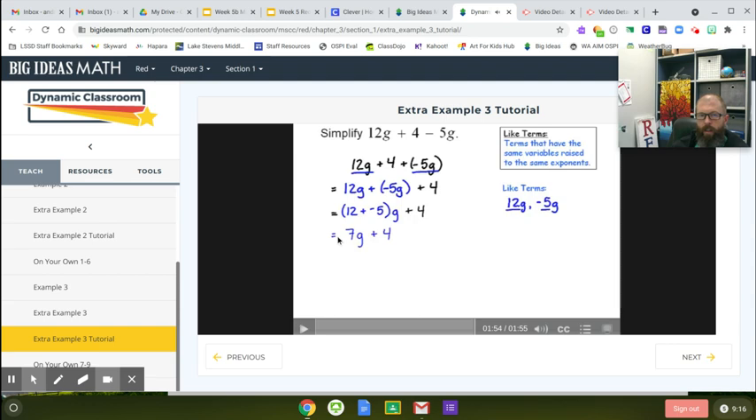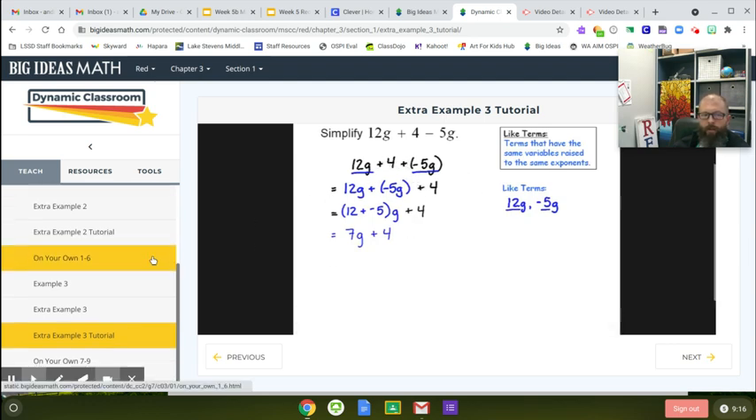Okay, so that's a lot of steps again. Make sure you have those written down. Some of you might be seeing a trick here where you can just see that this 12g minus 5g is like terms, so you can just go 12 minus 5 is 7. So I have 7g plus 4, and that would be my final answer. So once you start to see the like terms, you might be able to do it without all the steps on the shorter ones, but make sure you understand how to do all this and you have them written down so you can refer to it.